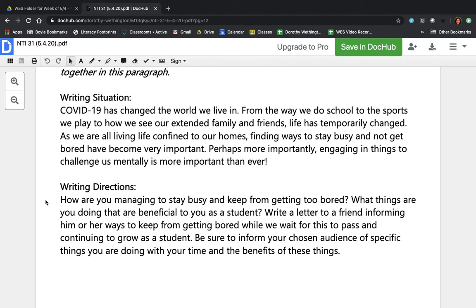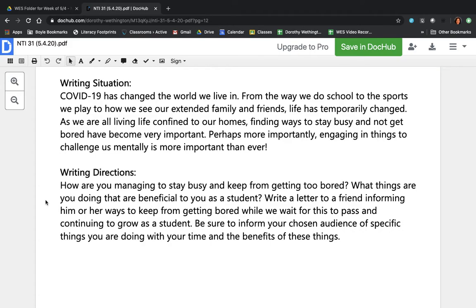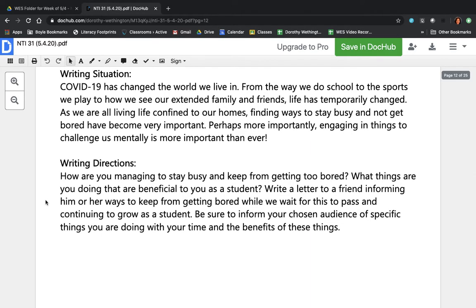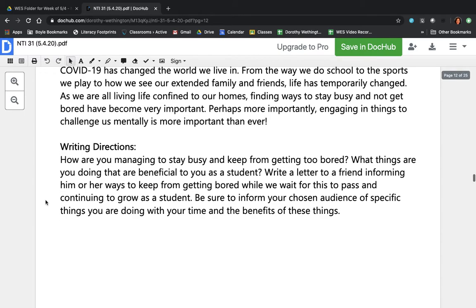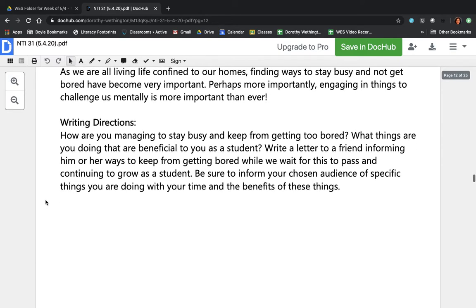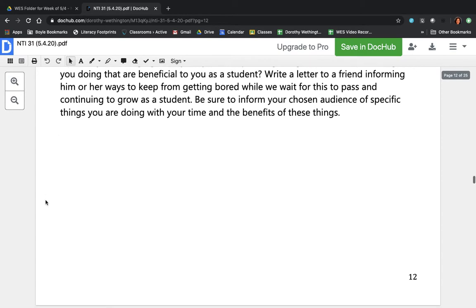Writing directions. How are you managing to stay busy and keep from getting too bored? What things are you doing that are beneficial to you as a student? Write a letter to a friend, informing him or her ways to keep from getting bored while we wait for this to pass and continue to grow as a student. Be sure to inform your chosen audience of specific things you are doing with your time and the benefits of these things.